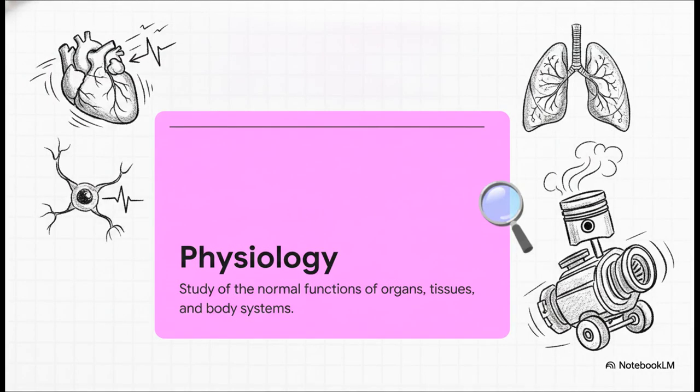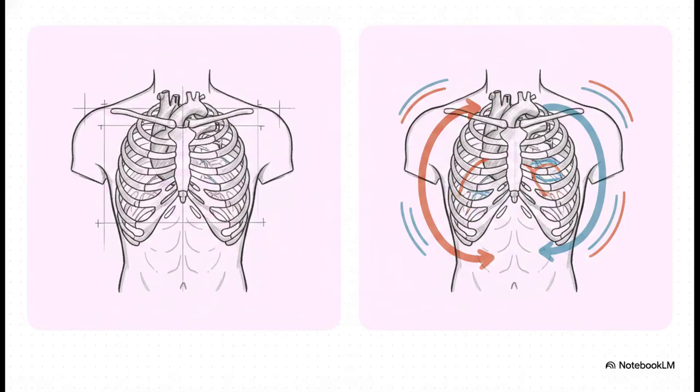Physiology, on the other hand, well, that's the software. It's the dynamic study of how those organs, tissues, and systems actually function when they're in a normal, healthy state. Look at it this way. If anatomy is the heavy engine block of a car, physiology is the study of how the combustion actually moves the vehicle forward. When you put them side by side, the distinction becomes perfectly clear.